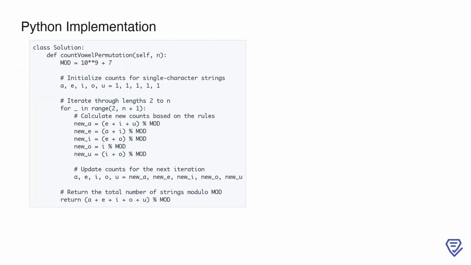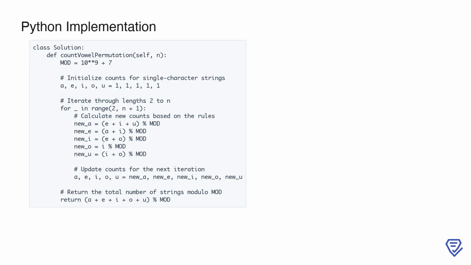This code solves LeetCode problem number 1220, count vowels permutation, by implementing a dynamic programming approach. The task is to count all valid strings of length n formed using vowels a, e, i, o, u, following specific transition rules. The function countVowelPermutation begins by defining the modulo constant mod as 10 to the power of 9 plus 7 to prevent integer overflow during calculations.